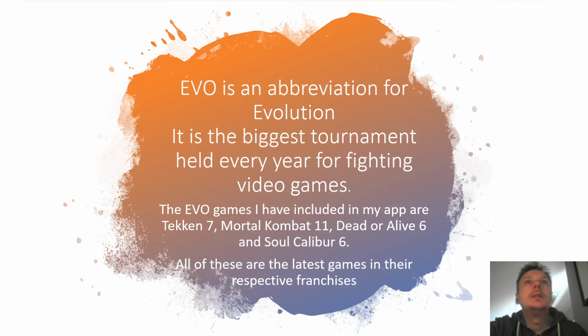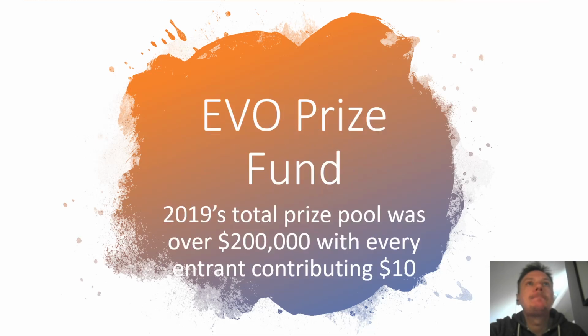So Evo is an abbreviation for Evolution, and it's the biggest tournament held every year for fighting video games. The Evo games I have included in my app are Tekken 7, Mortal Kombat 11, Dead or Alive 6 and Soul Calibur 6. And all of these games are the latest games in their respective franchises.